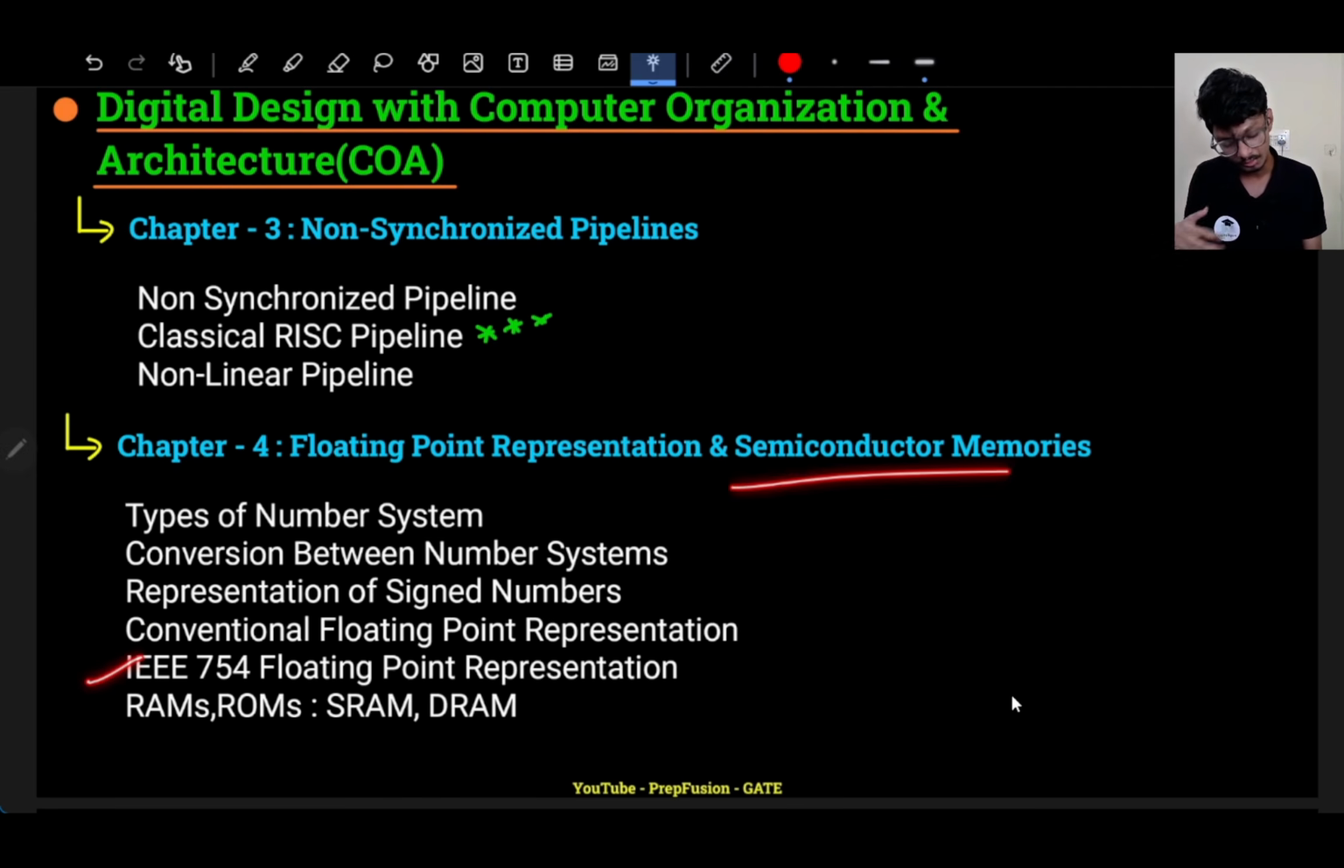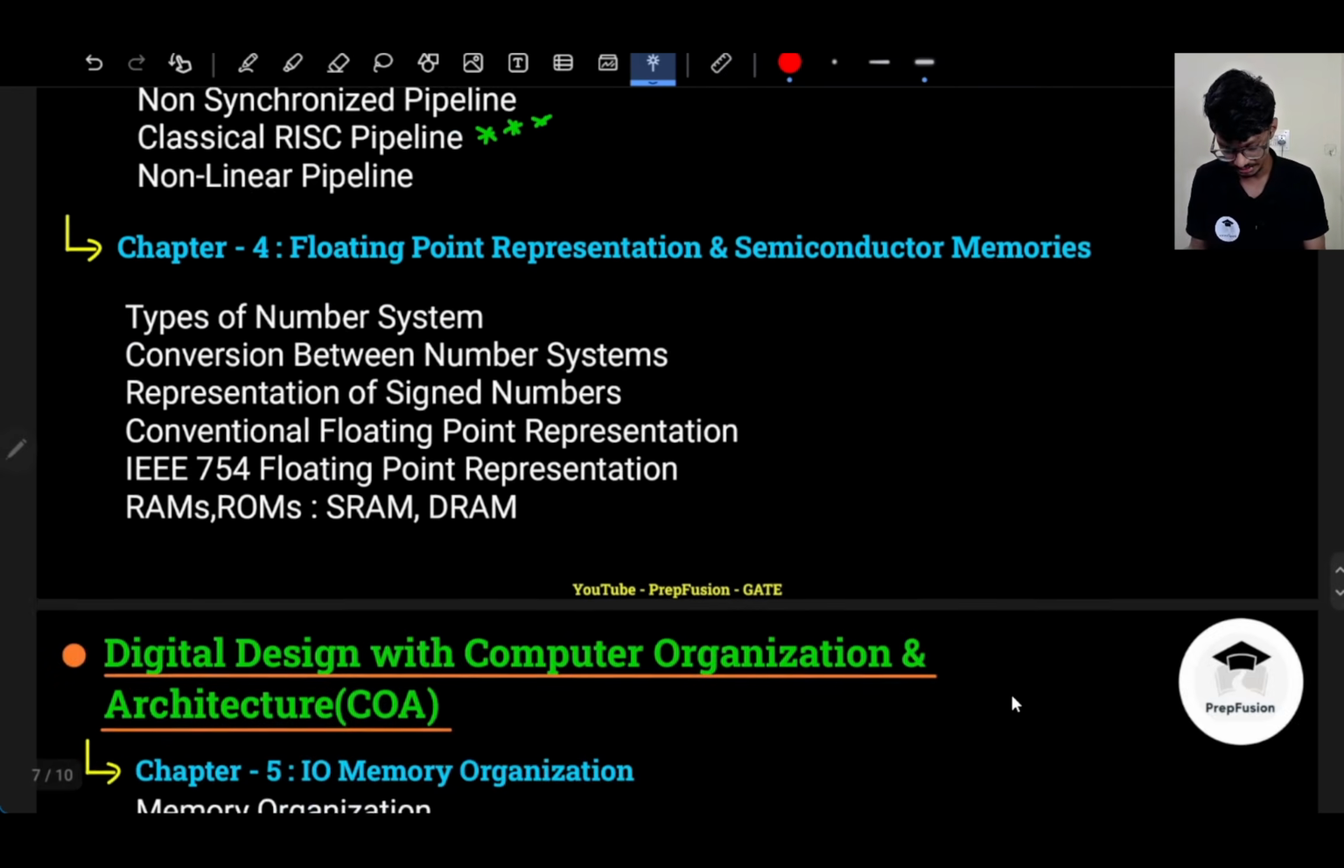And semiconductor memory also we have covered, like SRAM, DRAM, and how a memory hierarchy is arranged. And what is the working of DRAM, why is a DRAM refreshed, what is the internal working of DRAM and SRAM, what is the difference, what is volatile memory, all those things we have learned in semiconductor memories.